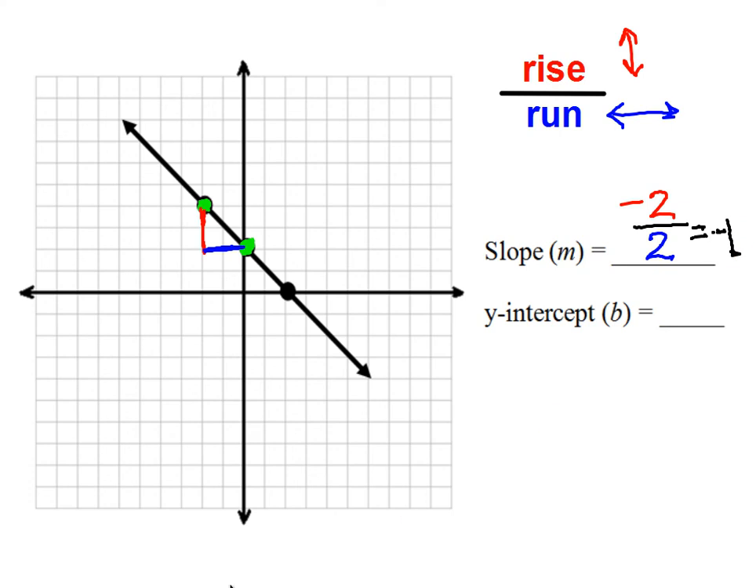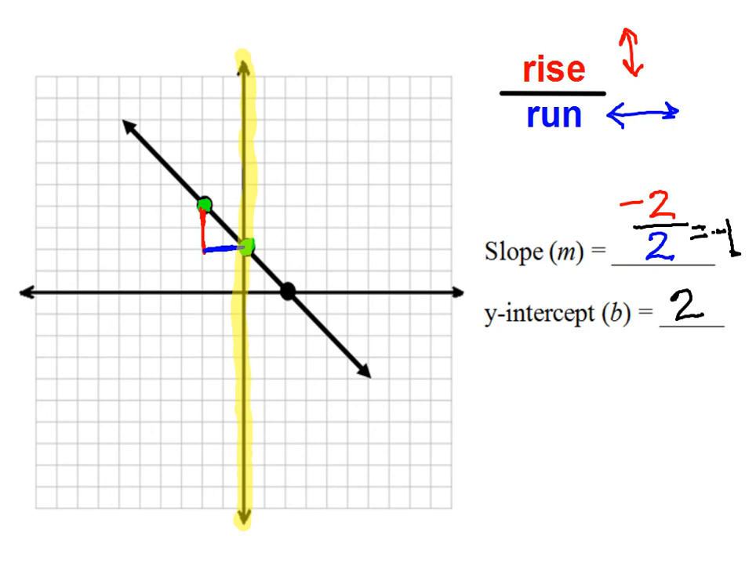My y-intercept can then be found by identifying the location where my line crosses the y-axis. In this case, my line crosses the y-axis at this second point, which is located at (0, +2). So my y-intercept is 2.